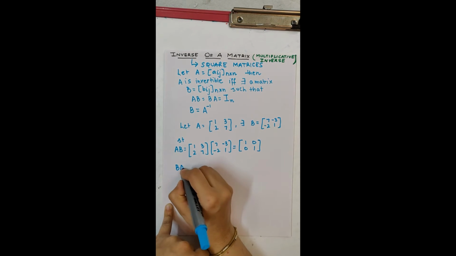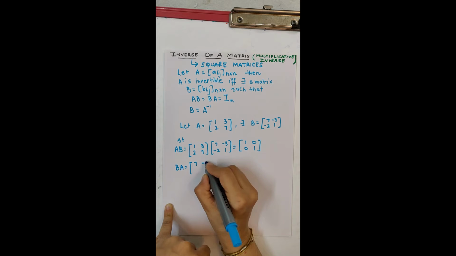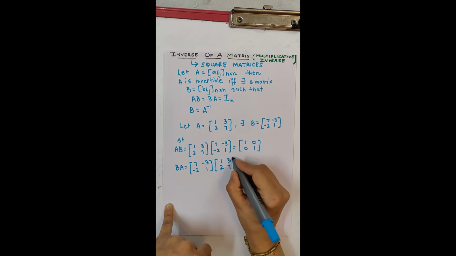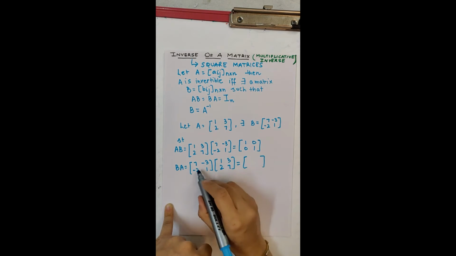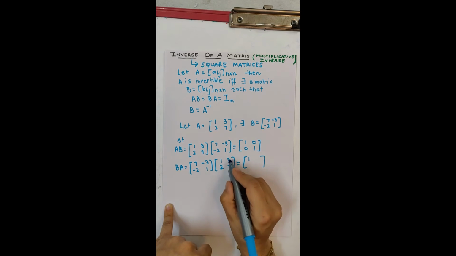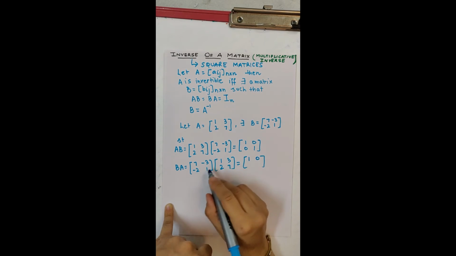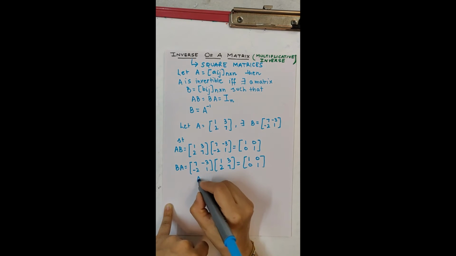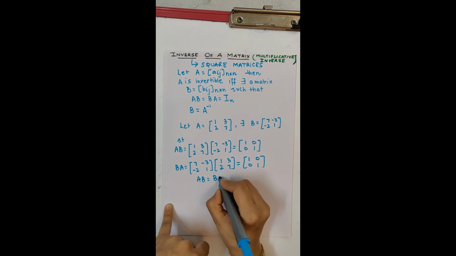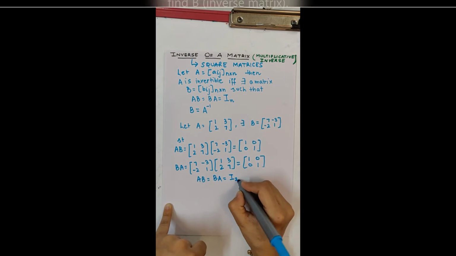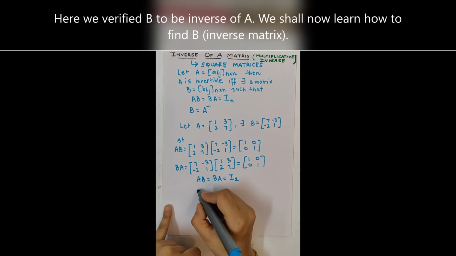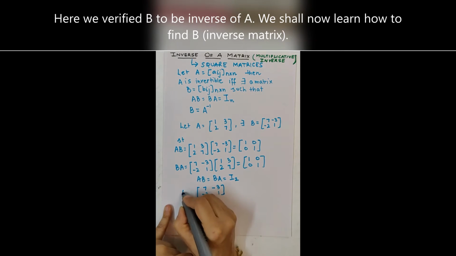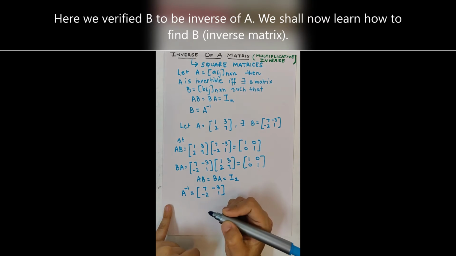And let's now calculate B into A. So that will be [7, -2; -3, 1] into [1, 2; 3, 7]. Alright, so this will be equal to 7 minus 6, that's 1. 14 minus 14, that's 0. Minus 3 plus 3, that's 0. And minus 6 plus 7, that's 1. So we can see here that the product AB is same as product BA, and this is generating the identity matrix of order 2. So in this case, I shall say that the matrix [7, -2; -3, 1] is inverse of matrix A.